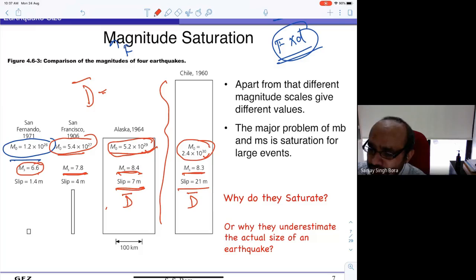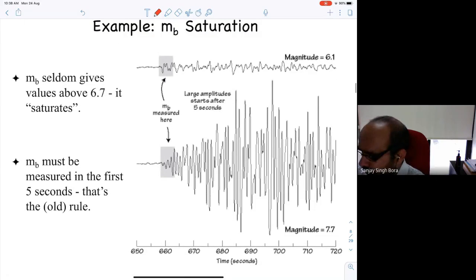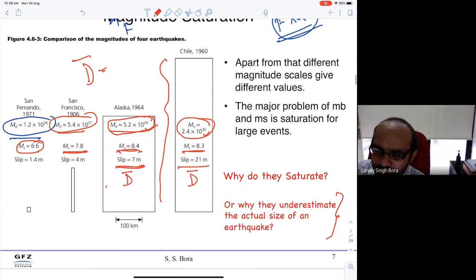That is being underestimated by MS. Some people call it magnitude saturation, but a better term is underestimation, right? So the question is, why do they saturate? If MS is saturating, MB and ML also saturate.